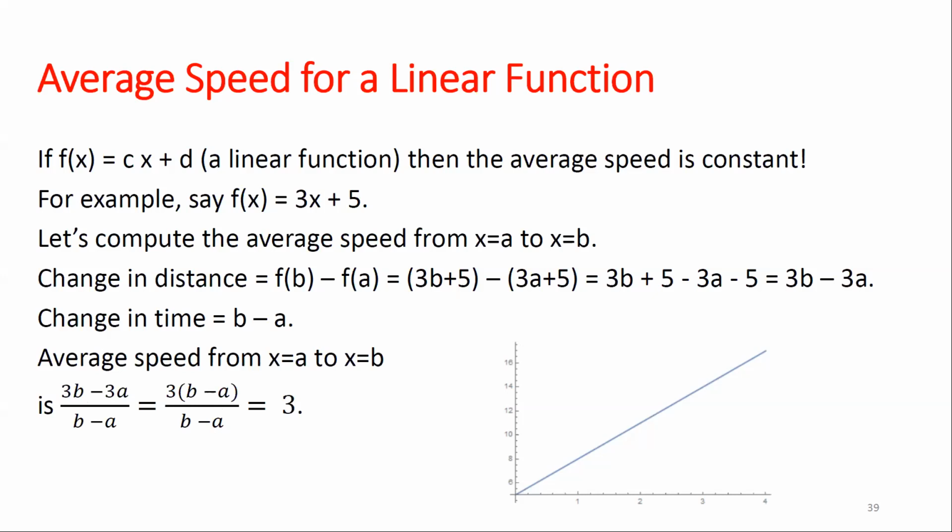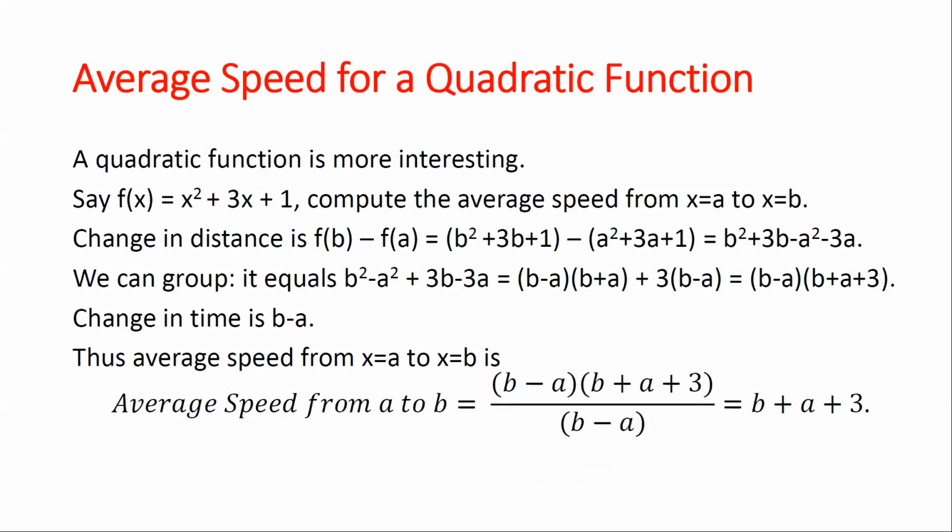So the speed, it doesn't matter when you start or when you stop, your average speed is always 3 for a line. So in that sense, the line is kind of boring. It's like you've set cruise control and your car is going at a constant speed.